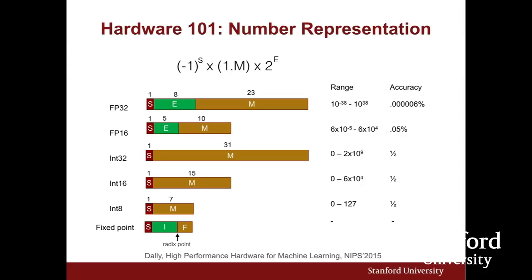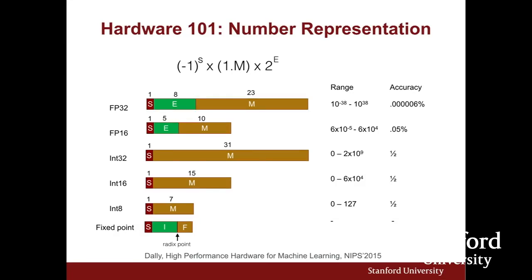And another slide for hardware 101 is the number representations. In this slide, I'm going to convey the idea that all the numbers in computers are not represented by a real number, but they are actually discrete. Even for floating point, using 32-bit floating point numbers, the resolution is not perfect. It's not continuous, but it's discrete.